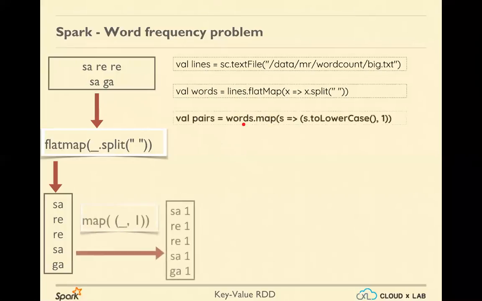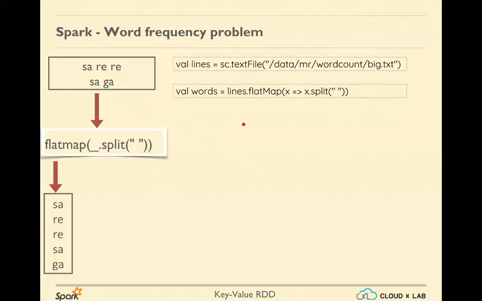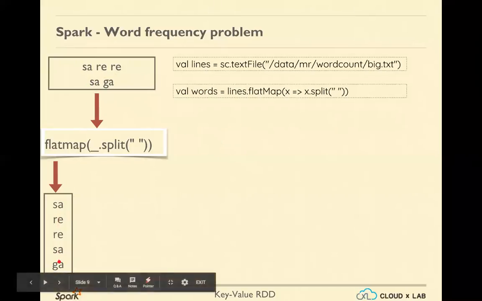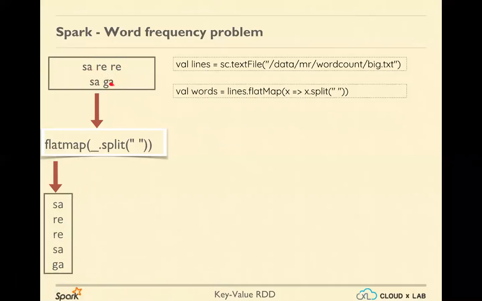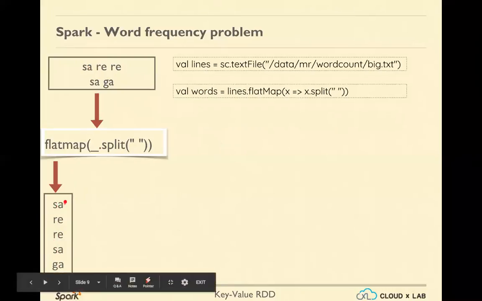Okay, great. Now the first thing we did was we used flatMap to convert lines into words. So this became this. Is it clear? Sa re was the first line, sa ga was the second line. If the RDD is drawn vertically, this will be the first record, this the second record, this the third record, and so on. I hope this is clear to everyone.